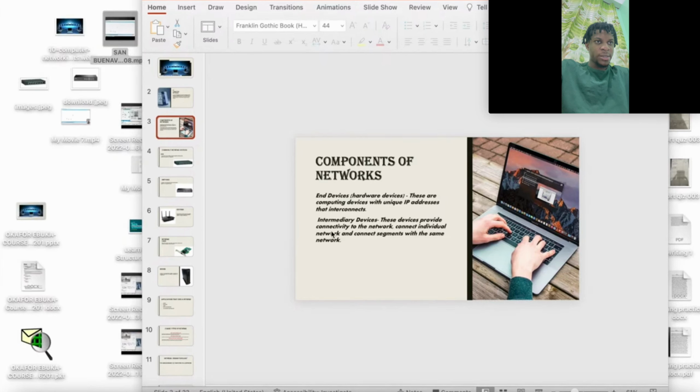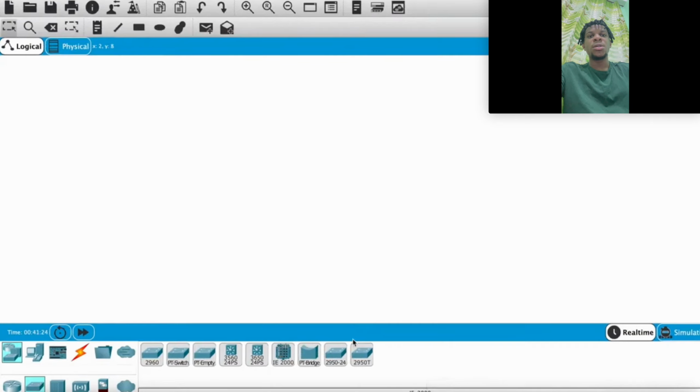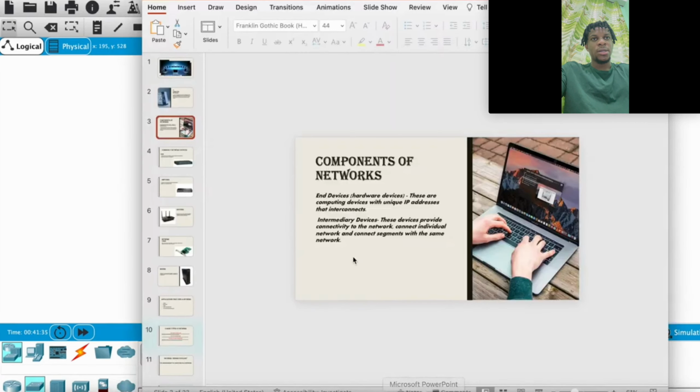Intermediate devices. Go back to the Cisco Packet Tracer. Here's the router, switch, hub, intermediary devices. Then we go to the fourth one, hub, common network devices.